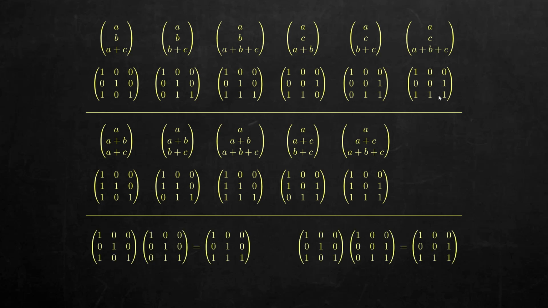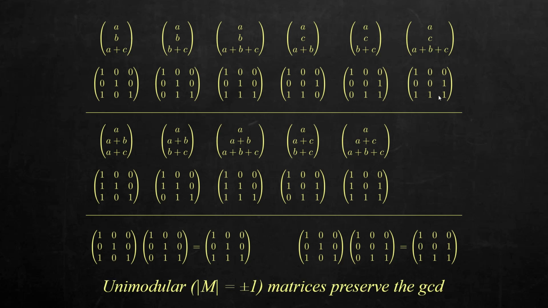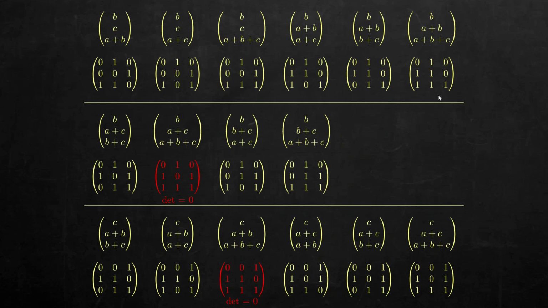Some matrices are compositions of others, as we can see here. All these matrices with determinant of plus or minus 1 are unimodular matrices, which preserve the GCD when applied to the vector A, B, C. Two matrices with zero determinant demonstrate what happens when the GCD is no longer preserved. You can test these with the vector 1, 2, 3 to see the result.